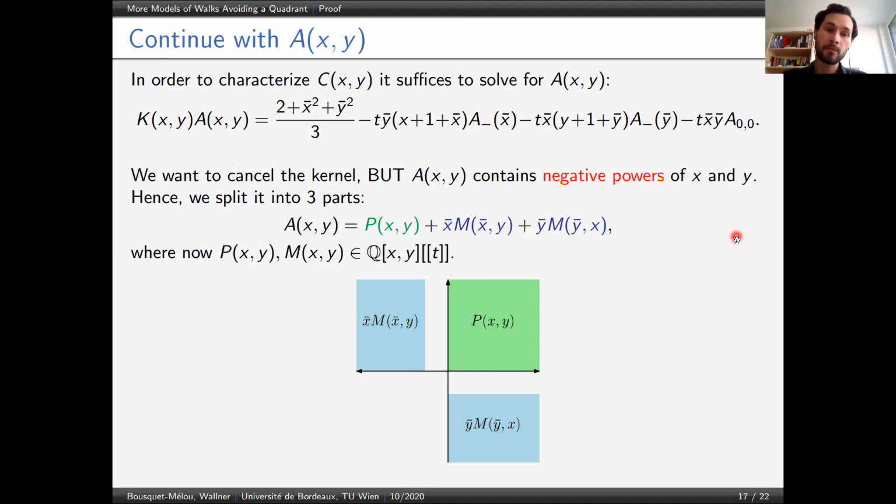Hence, as the next step, we split A(x) into 3 different parts shown here: into P(x), which corresponds to the non-negative part of the cone, and into mixed terms here. By symmetry, this is the same function M for both of these. And then P and M are actually power series, meaning that they have non-negative powers of x and y.